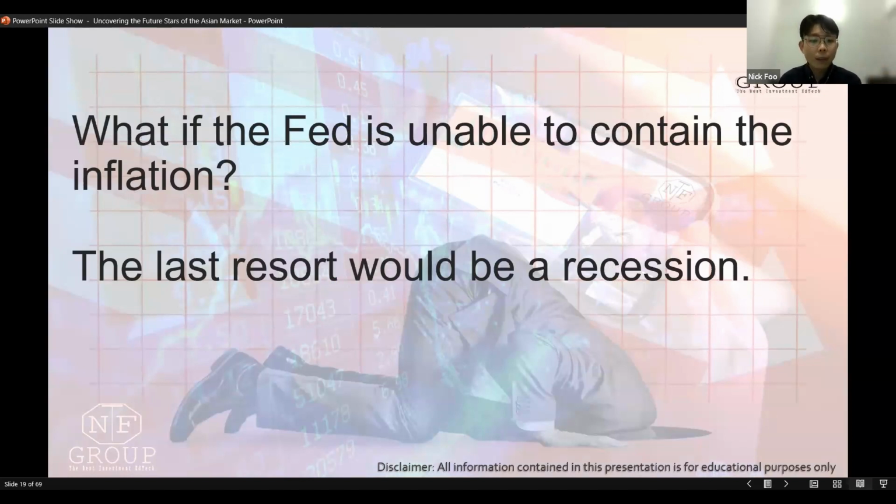Now before I move on, there are some comments. So I would like to take some comments here. How will the continued high interest rate environment affect the Singapore market? I'm going to tell you that later on.